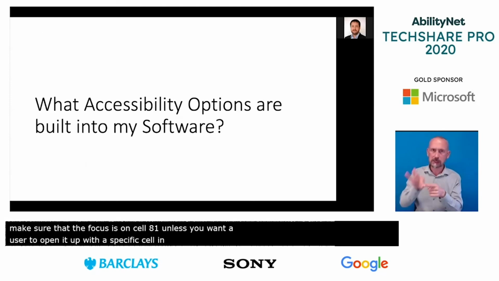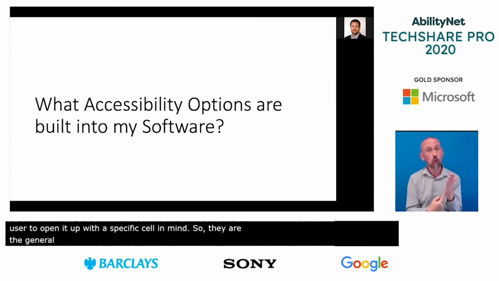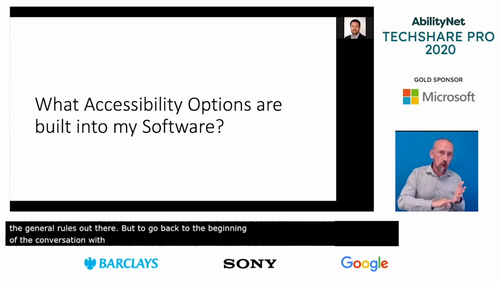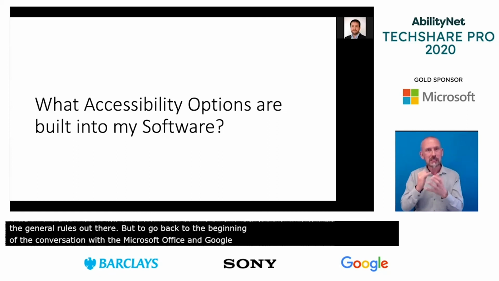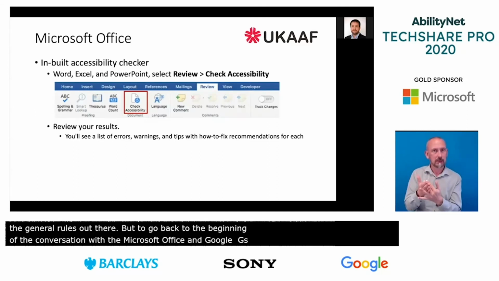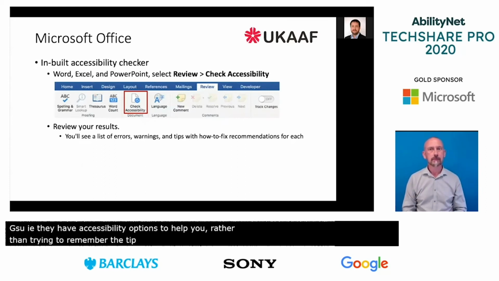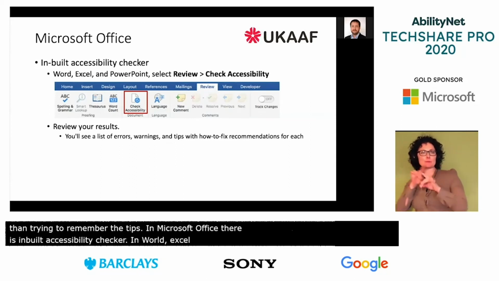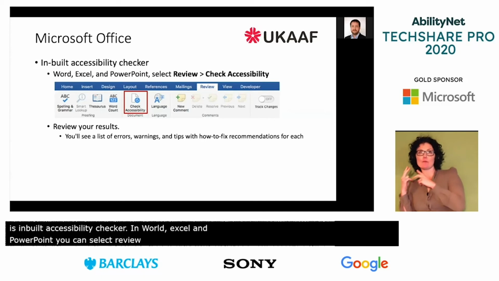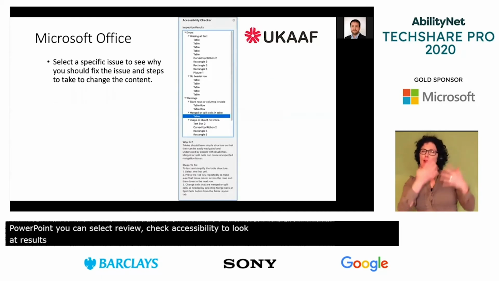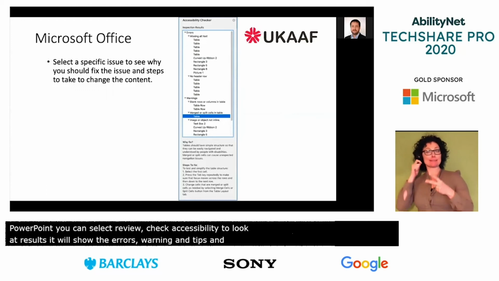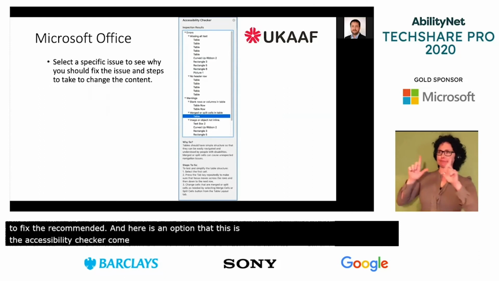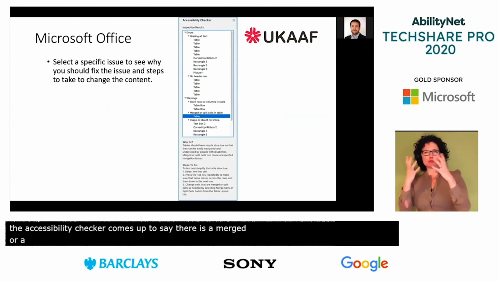So those are just general rules that are out there, but actually we went back to the beginning of the conversation here, with Microsoft Office and Google G Suite. They have some accessibility options that can help you along your way rather than trying to remember all of these tips. In Microsoft Office, there's an inbuilt accessibility checker. And in Word, Excel, and PowerPoint, you can select Review, Check Accessibility, and look at your results. It will show you a list of errors, warnings, and tips, and recommend how to fix each of those. And here's an example where the accessibility checker comes up and says there's a merged or split cell in this case, and it helps you with what to fix and how to fix it.